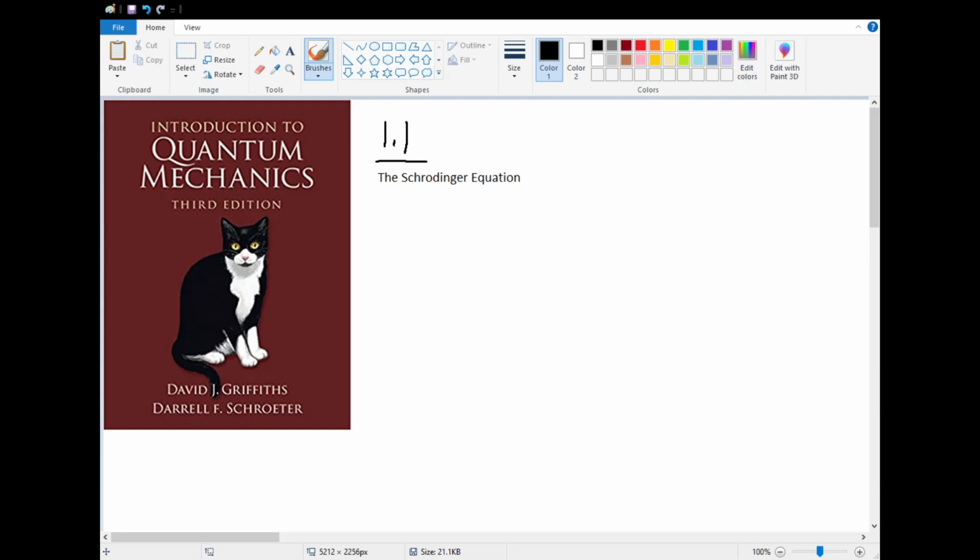Right, welcome to an Introduction to Quantum Mechanics by Griffiths and Schroeder. We will start right away. I do not want to waste any more time, and I will go straight into section 1.1, aka the Introduction to the Schrodinger equation.